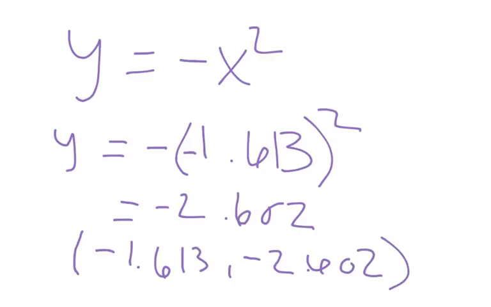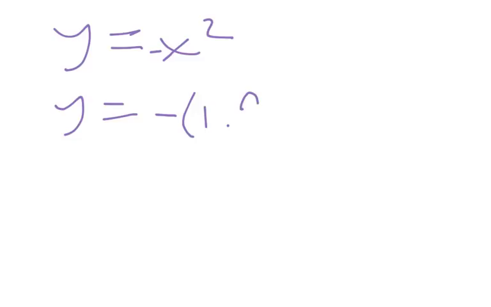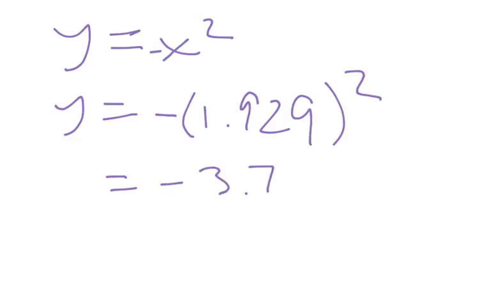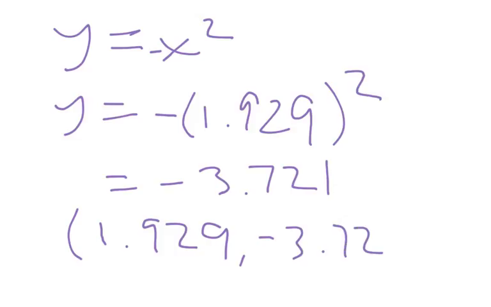So since we need a second one, we're going to plug in the other x into the same equation. So it's going to be y equals negative 1.929 squared, and we get negative 3.721. So again, we now have 1.929 and negative 3.721. And that's all I was asking for in part C, the two coordinates.